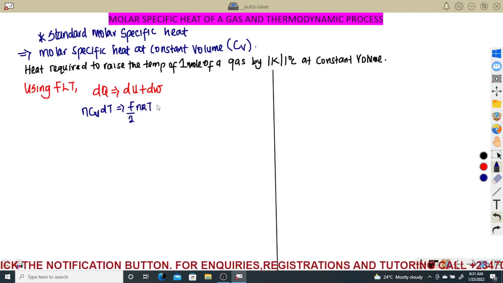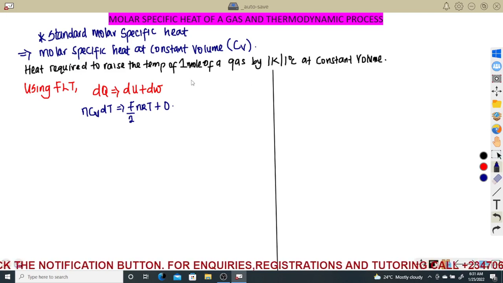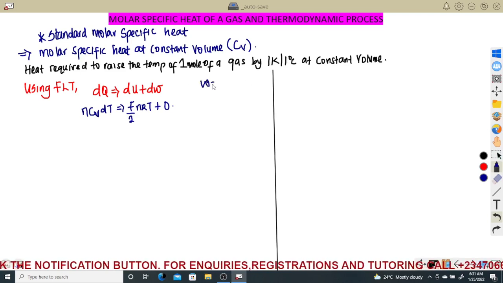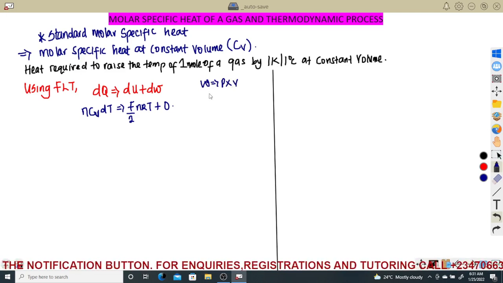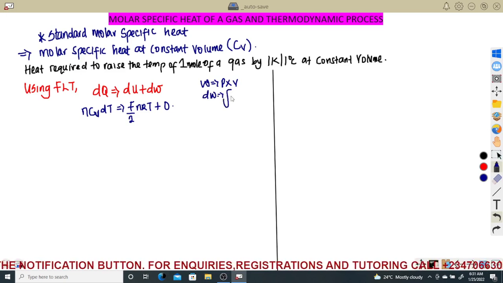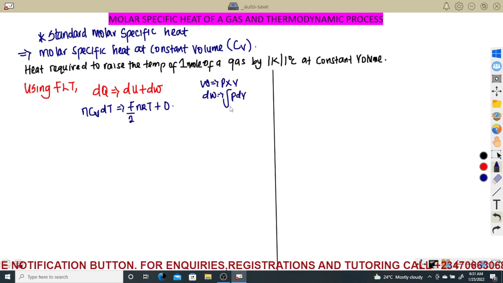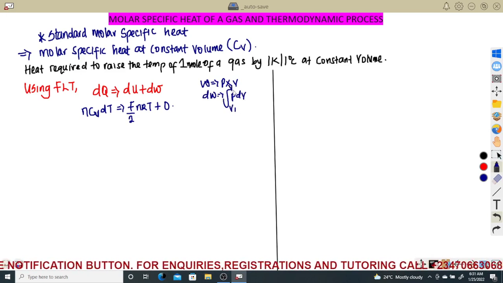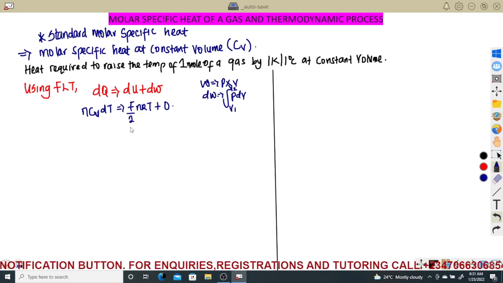As you know, there is no work done when the volume is constant. I told you work done by the body is PV, pressure times volume. So if you want to talk about W, it is the integration of P dV, taking the volume from V1 to V2. So if volume is constant, that means no work is done on the body.